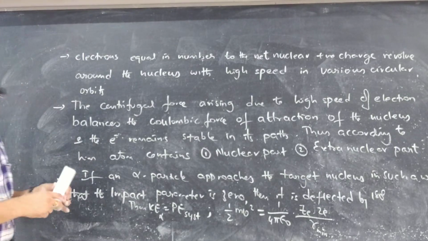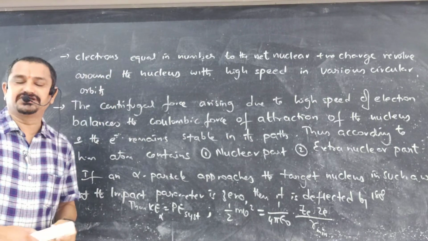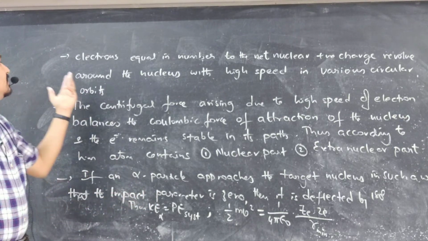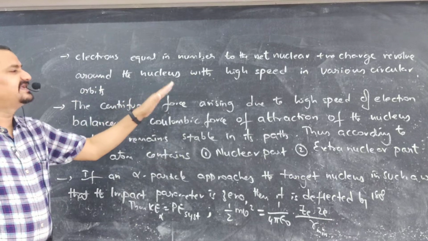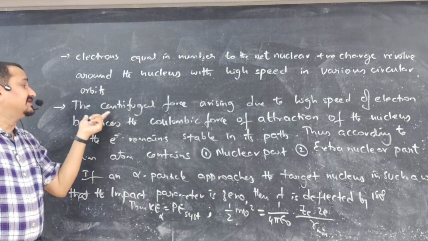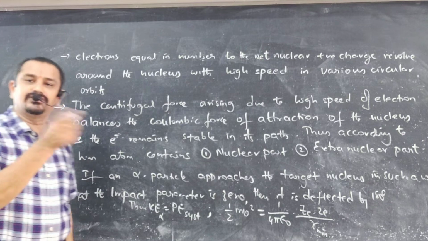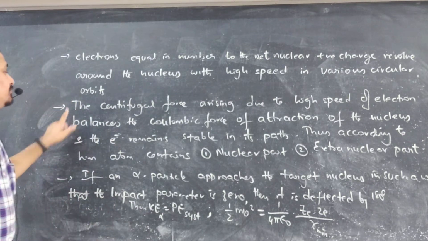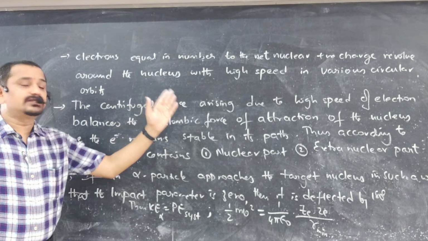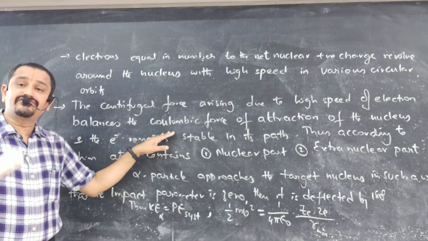The next postulate is that electrons, equal in number to the net nuclear positive charge, revolve around the nucleus. The nucleus has how many positive charges? An equal number of electrons revolve around the nucleus with high speed in various circular orbits, according to Rutherford. Since electrons are revolving with high speed, a centrifugal force arises. The centrifugal force arising due to the high speed of the electron balances the Coulombic force of attraction of the nucleus.